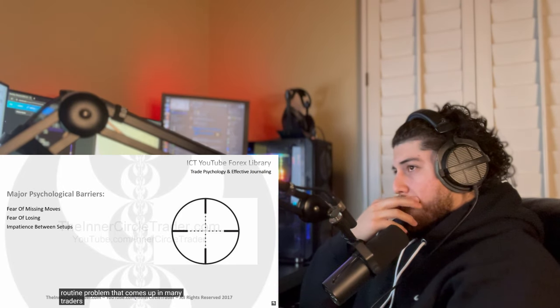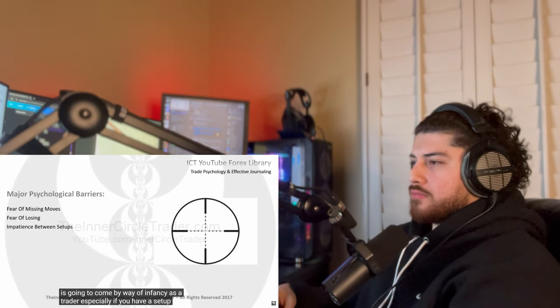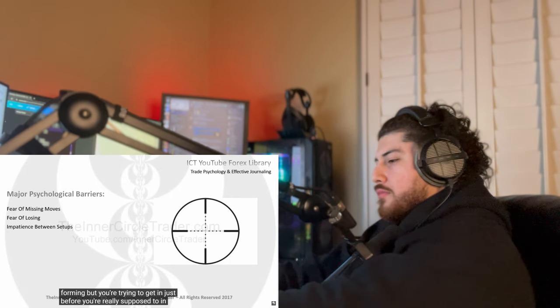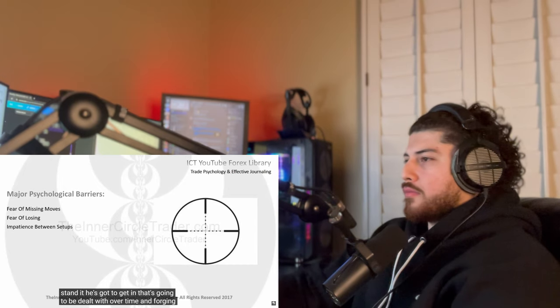Impatience between setups. This is going to come by way of infancy as a trader. Especially if you have a setup that is profitable and you're well organized, you have a well-groomed money management strategy, and you know what your setup is, but you're impatient waiting for it. Or you see the setup forming, but you're trying to get in just before you're really supposed to. In other words, you're looking for a specific level, you're looking to buy at the 50 level, and it's starting at 65 and you just can't stand it, you just gotta get in. That's going to be dealt with over time and forging discipline by following the rules in your method.